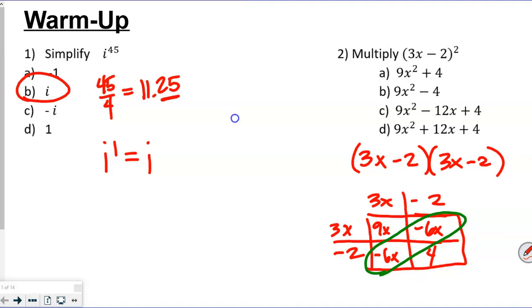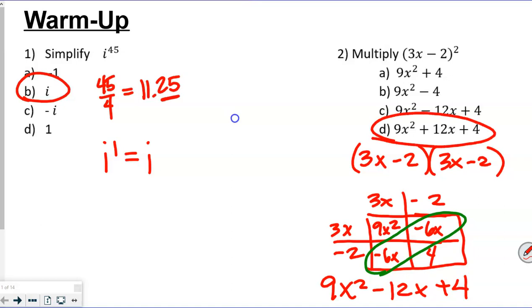Oops, I forgot the squared, y'all. 9x squared, x times x is x squared. So this is going to be 9x squared minus 12x plus 4. So that was, whoops, not that one. Wow, I'm having issues today, y'all. Can't even circle the correct answer. It was that one, okay?